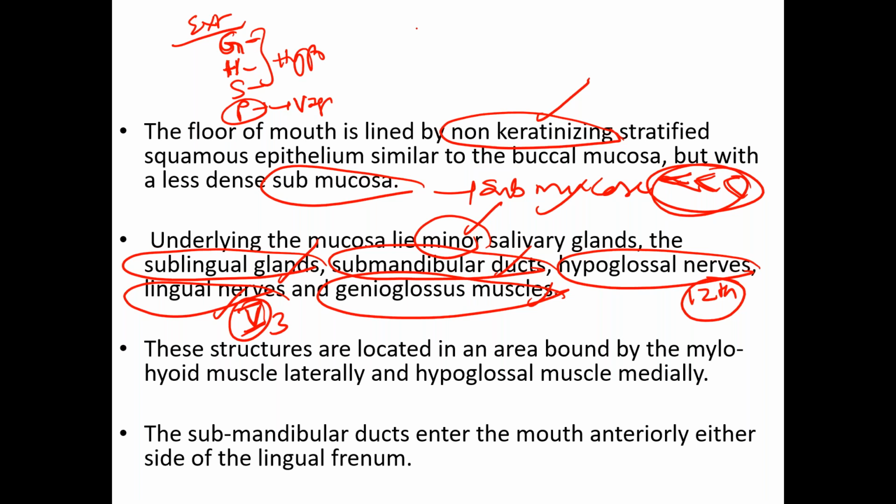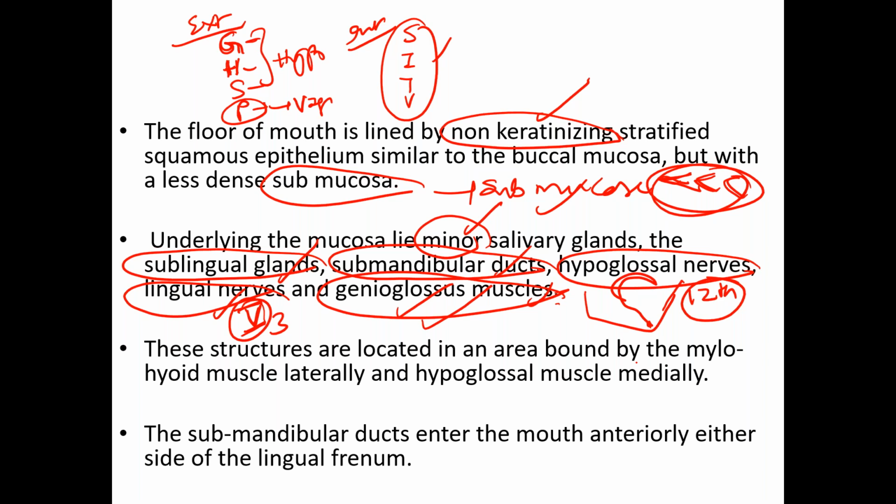The intrinsic muscles are superior longitudinal, inferior longitudinal, transverse, and vertical. So these are the intrinsic muscles of the tongue. The tongue has got these many muscles. When you say genioglossus, from the mandible, the genial tubercle, it goes like this and then it forms the tongue like this. So there is the genioglossus muscle.